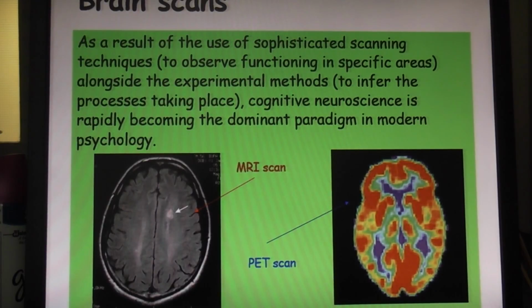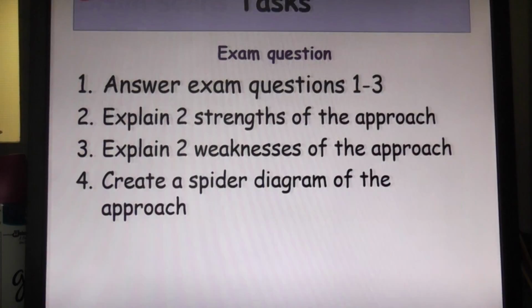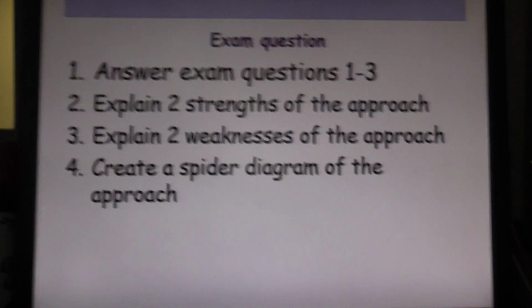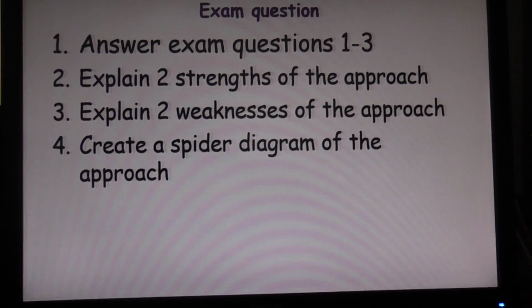And now it's become the dominant paradigm in psychology that in order to find out where speech production happens or why we can visualize certain things in certain ways, we need to use a brain scan to see which area of the brain is active. This is just a brief start to cognitive neuroscience.